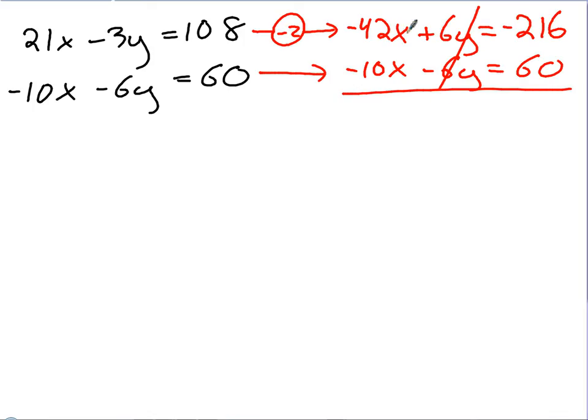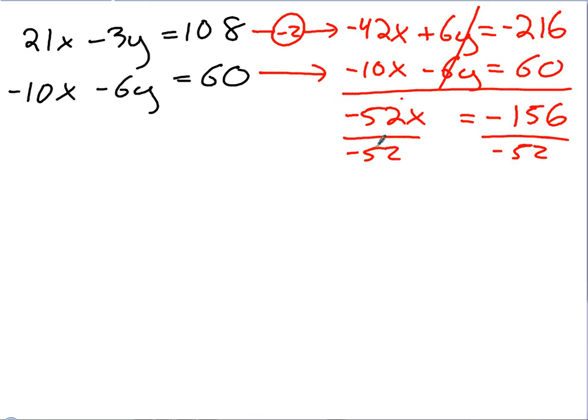Negative 42x minus 10x is negative 52x. Ozzy, you getting this? Negative 216 plus 60. No, that's positive. Yeah, negative 156. Okay, last step. You divide by negative. Good. Divide both sides. Very good. X is 3. How about that? Well, that's pretty good.